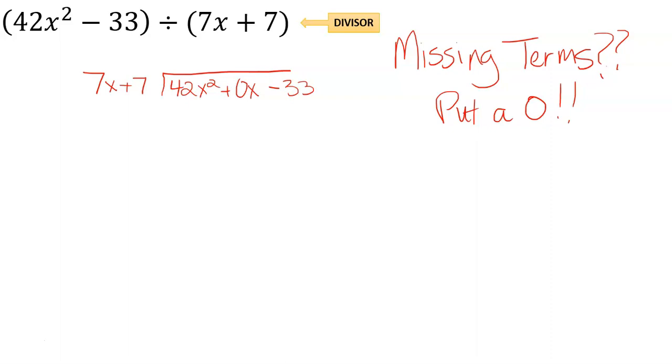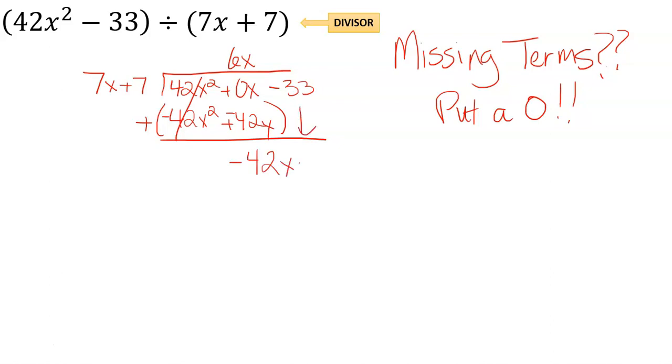Now I'm going to go back to the same process. 7x times what will give me the 42x? That's going to be 6x. Then I do distributive property. 6x times the outside. So I have a 42x squared. And then I have a positive 42. Next step is to subtract down. When I subtract down, that is really the same thing as adding the opposite. These are going to be gone. And then I add down and get a negative 42x, bring down, and then I'm ready to start over again.